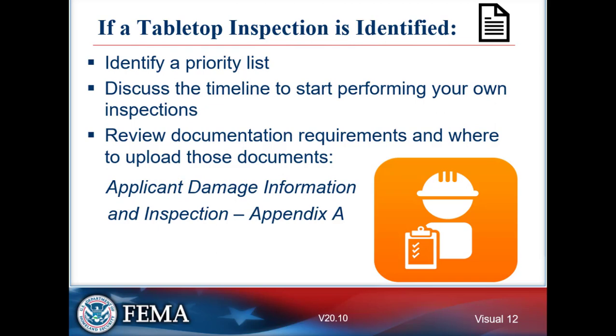They're going to give you an idea of what the documentation is going to be required. We do have this applicant damage information and inspection called Appendix A, also in the Resource Center, which really does break down everything you need to provide. And I'm going to actually show you what it looks like.